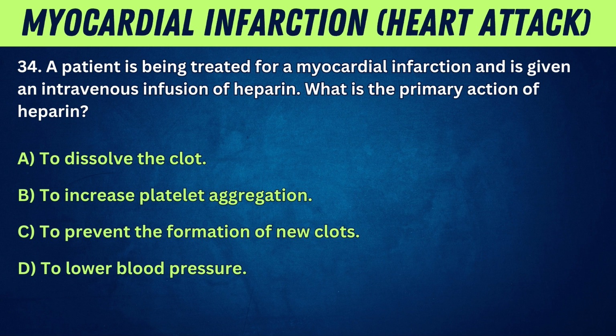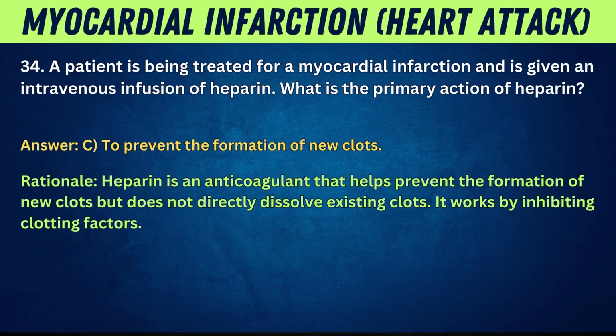34. A patient is being treated for a myocardial infarction and is given an intravenous infusion of heparin. What is the primary action of heparin? A. To dissolve the clot. B. To increase platelet aggregation. C. To prevent the formation of new clots. D. To lower blood pressure. Answer. C. To prevent the formation of new clots. Rationale. Heparin is an anticoagulant that helps prevent the formation of new clots but does not directly dissolve existing clots. It works by inhibiting clotting factors.